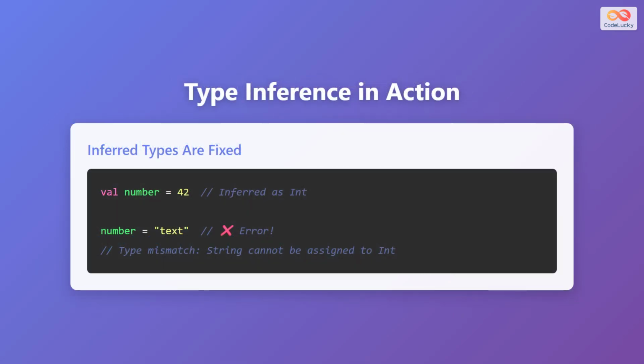Let's see type inference in action. When you declare a variable called number and assign it the value 42, Kotlin infers its type as int. Now, once that type is inferred, it's locked in. If you try to reassign the variable to a string value like text, the compiler will throw an error. It will tell you there's a type mismatch because a string cannot be assigned to an int variable. This demonstrates that type inference doesn't compromise type safety whatsoever.